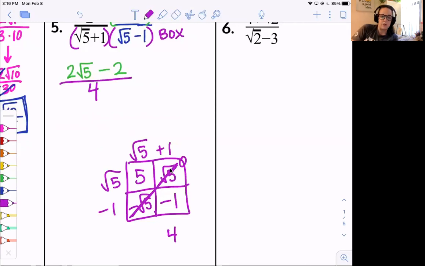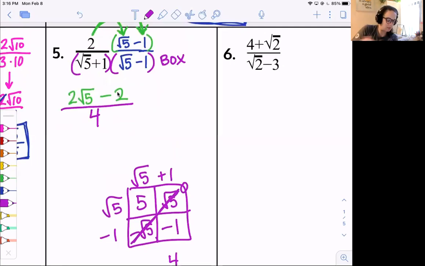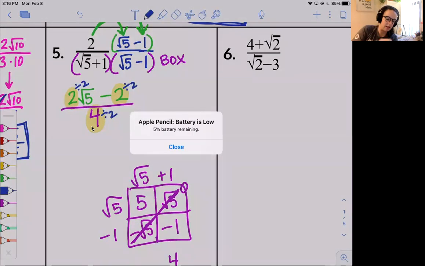One thing to notice here is this is basically our answer, but it can be simplified because this number, and this number, all of the coefficients, right? All the coefficients are divisible by 2. So I can divide that by 2. I can divide this by 2. I can divide this by 2. So I'm simplifying here.